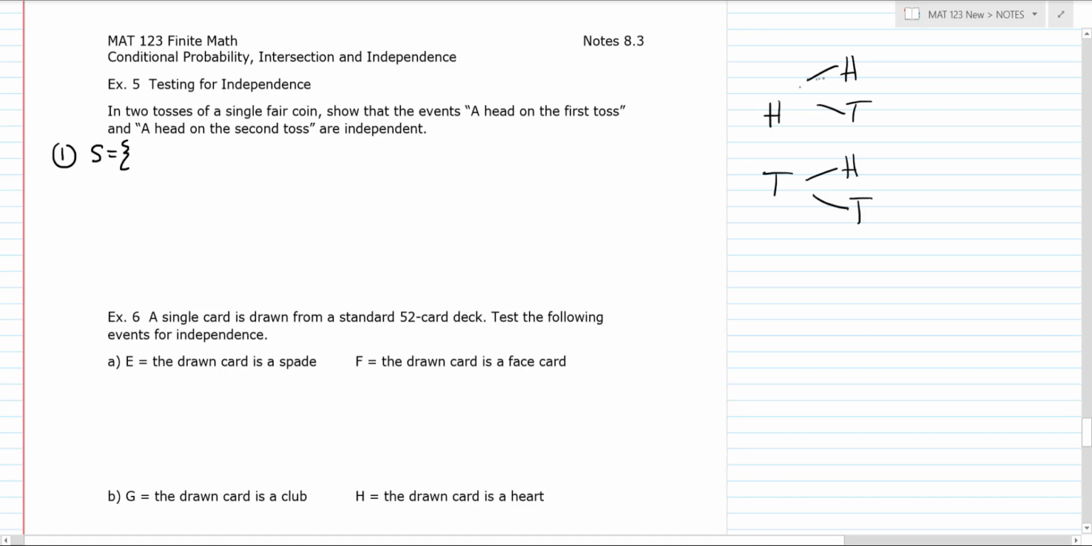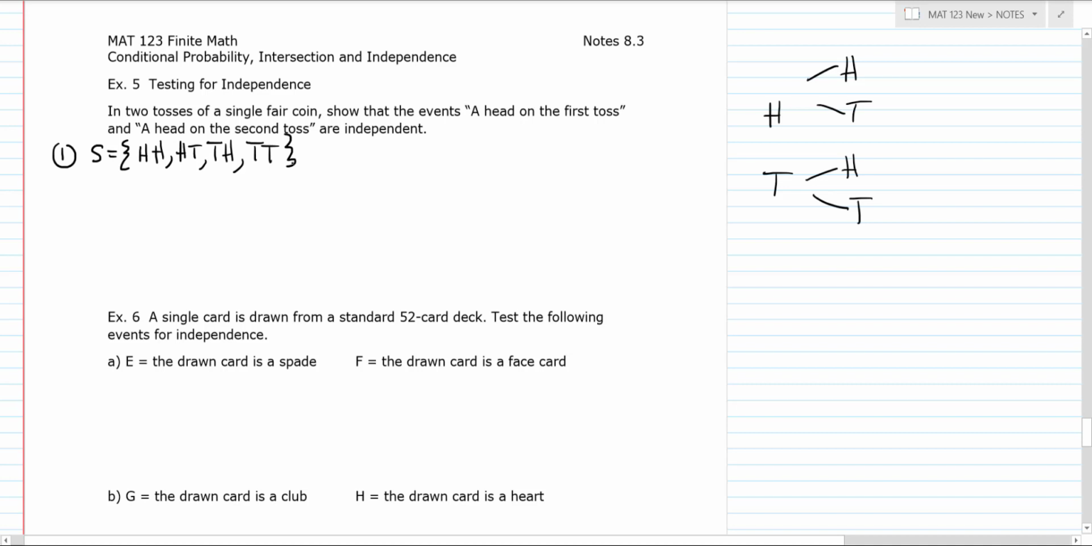You could have a head, head. You get 2 heads. You could get a head, then a tail. Then a tail, then a head. Then tail, tail. I'm writing and thinking and talking at the same time. Sometimes I do funny things like that.